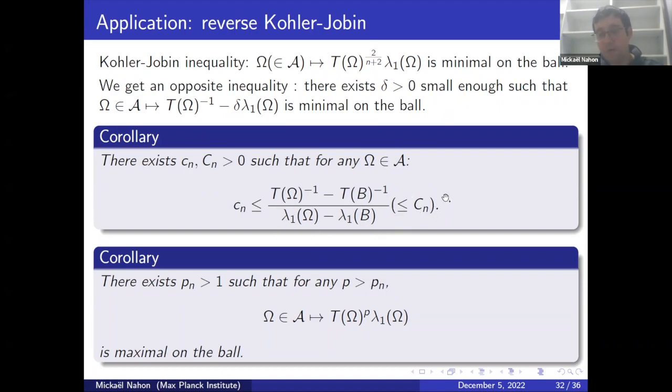So the upper bound just comes from the Kohler-Jobin inequality, and the lower bound is nu. You can state it in a different way, saying that when you take a large enough exponent and look at this functional here, which is a variation of this one, then for some large enough p, this is maximal on the ball. Okay, so this is the first consequence.